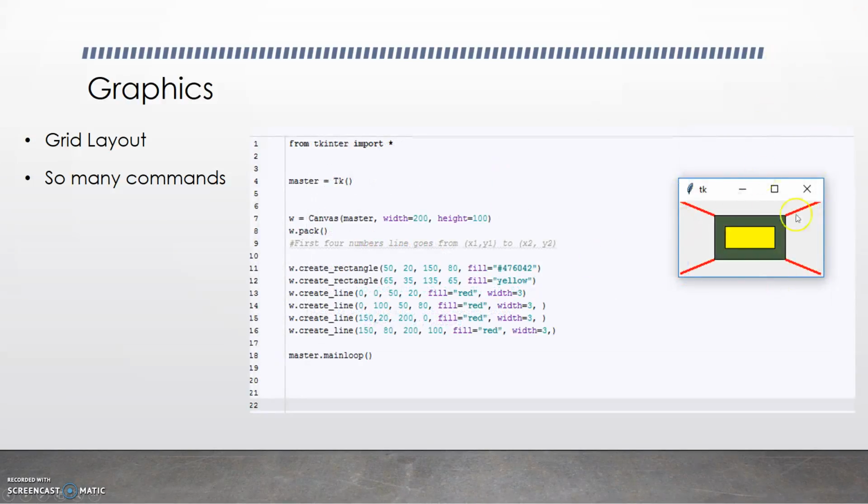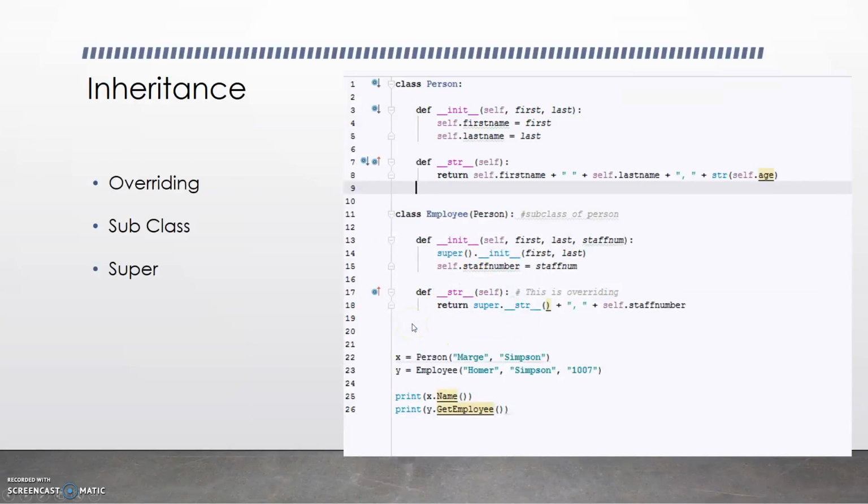And then I drew a rectangle, and here you can see more clearly the actual grid layout. So I created rectangles, and I gave it coordinates, so 50, 20, 150, 80, 65, 35, 135, 65. Gave them fill, this green color, yellow, red, and the width, and then essentially you can give the coordinates here, here, here, and then main loop.